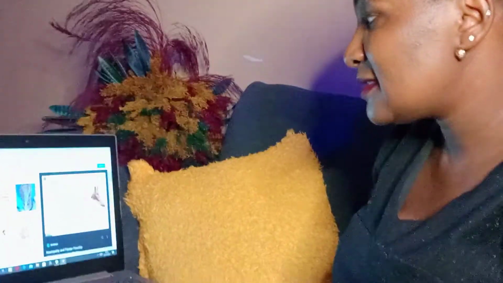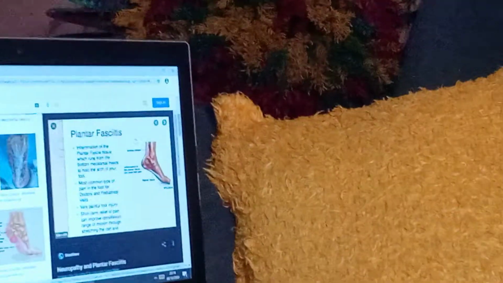And today, guys, I have a special edition. We're going to look at a condition. We're going to learn about something called plantar fasciitis. This is the inflammation on your foot. So by definition, what is plantar fasciitis?